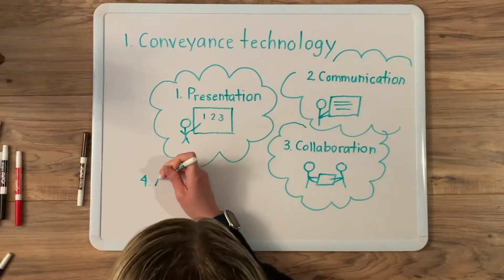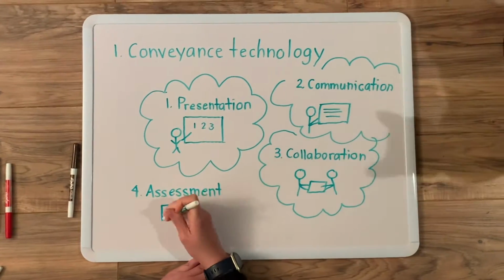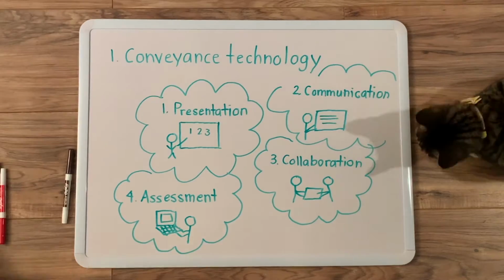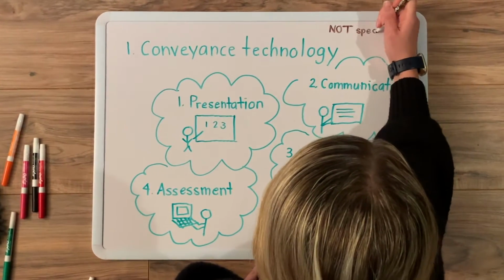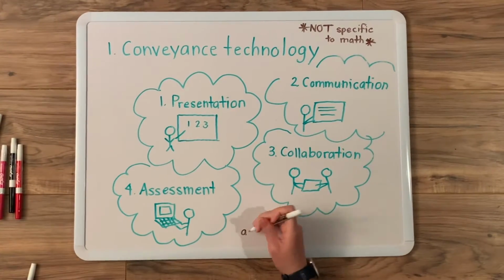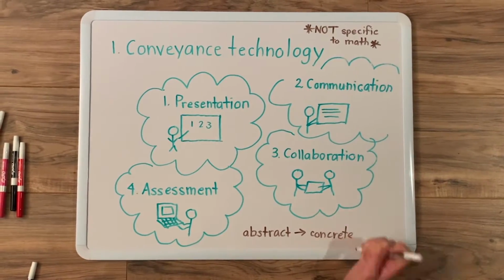One example of this would be a smartboard or interactive whiteboard. These boards are not specific to math because they can be used for a variety of purposes, but they can be used to facilitate learning, engage students, and make abstract concepts more concrete and accessible to students.